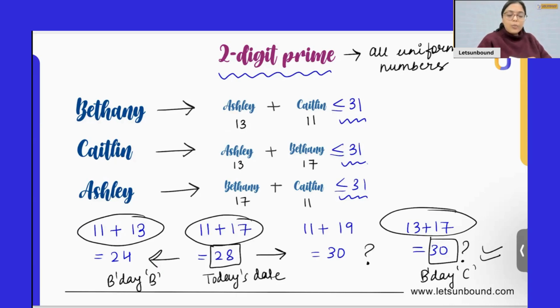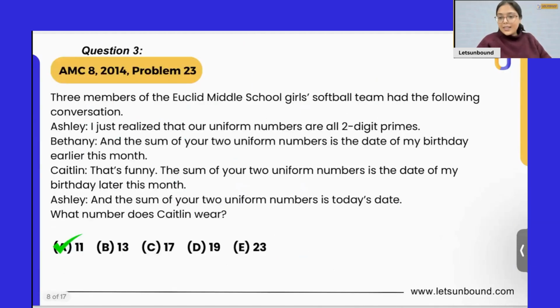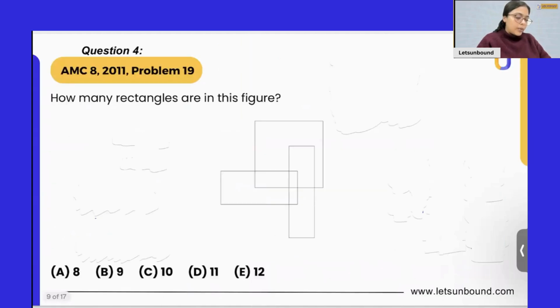That means we have ordered and named the uniform numbers correctly. The digits are absolutely correct, the sum is less than or equal to 31, and they're all two-digit primes. So from these combinations, can you tell me the uniform number for Caitlin? Very clear. It is 11. So this is the answer. Let's check. And yes, 11 is the correct answer. I hope this question was clear. Let's move to the next question.